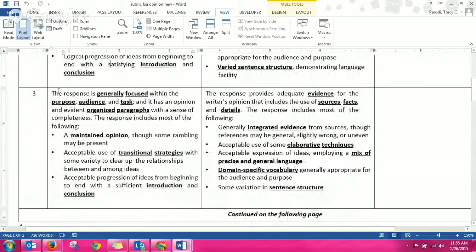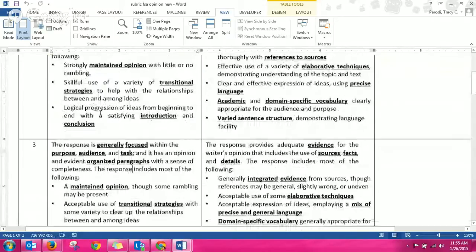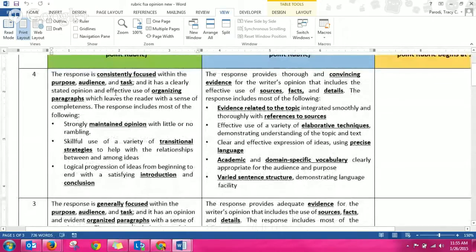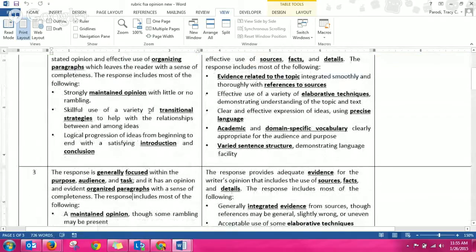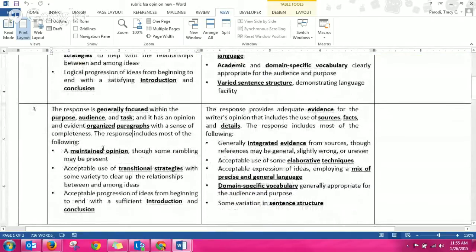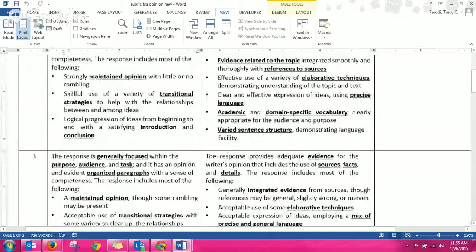But the 3 is similar to the 4. You're generally focused on the purpose, the task, and the audience. You have evident organized paragraphs. Up here it says you have effective use of organizing paragraphs. It says you've maintained an opinion. You have acceptable use of transitional strategies and acceptable progression. You want them to see that it's a logical progression, skillful use of a variety, which means you mixed it up, a variety of transitional strategies.